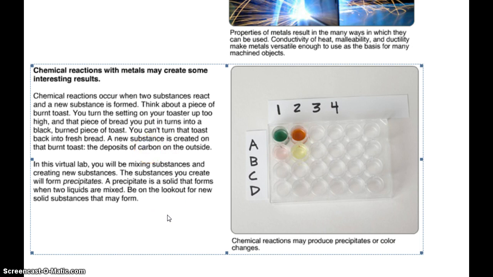In this virtual lab, you'll be mixing substances and creating new substances. The substances you create will form precipitates. A precipitate is a solid that forms when two liquids are mixed and they chemically react. So you pour together two liquids and boom, you get a solid. Be on the lookout for new solid substances that may form. Chemical reactions may produce precipitates or color change. All right, let's watch a video of a precipitate.